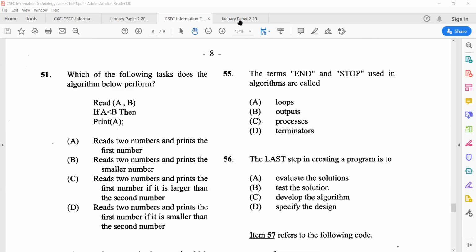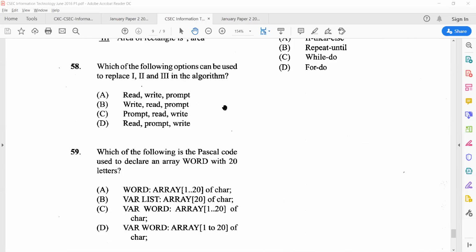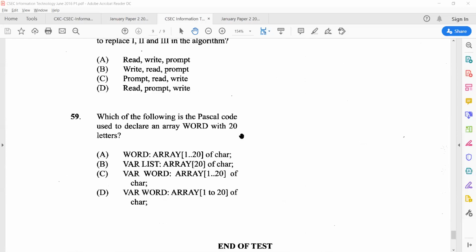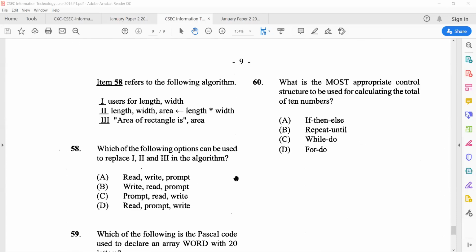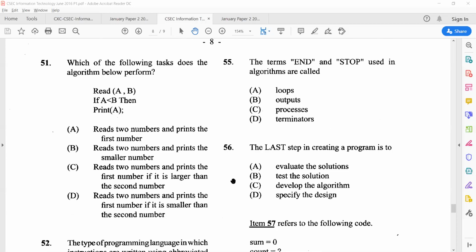All right, in terms of the remaining questions, similar to last week, you will do questions 55 to 60 for homework. The only exception would be 59, as that's another Pascal specific question. So your homework would be questions 55 to 60 multiple choice, except 59.